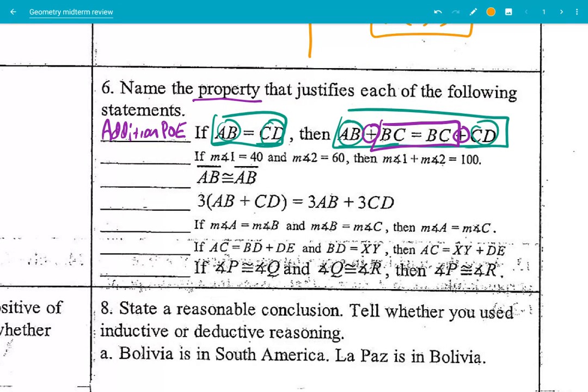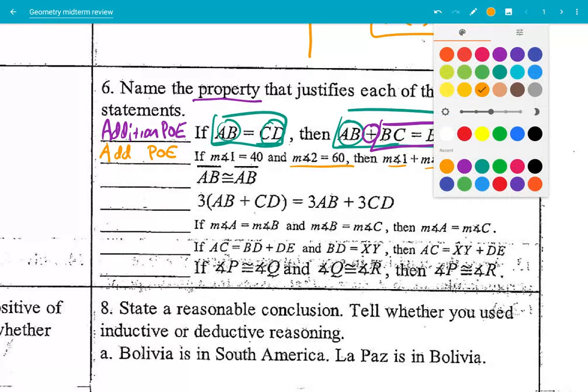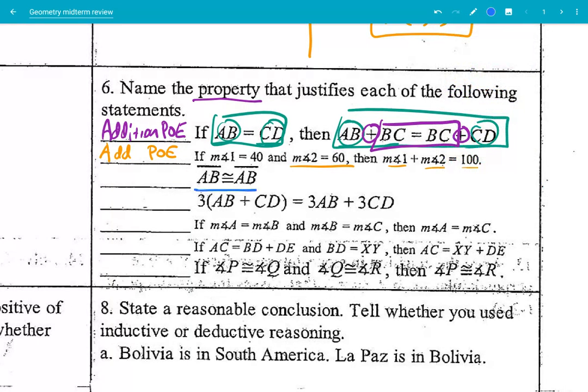If the measure of angle 1 is 40, the measure of angle 2 is 60, and 1 plus 2 is 100. What did we do there? Well, not making it hard here. Geometry gods. AB congruent to AB. These are line segments. Well, that's the reflexive property of congruency. Thank you very much. Remember, it's like looking in the mirror. Same thing on both sides.